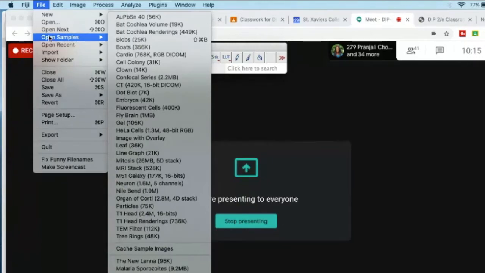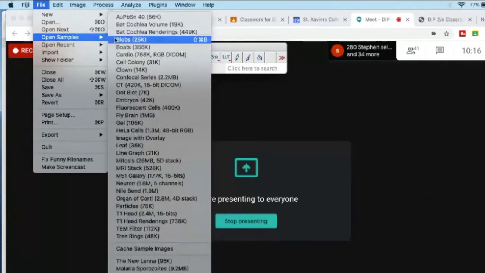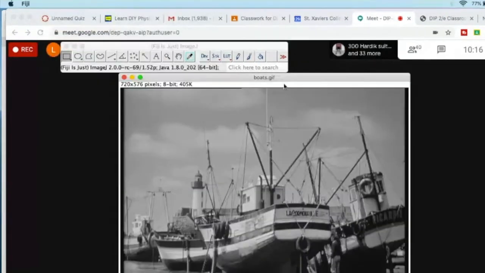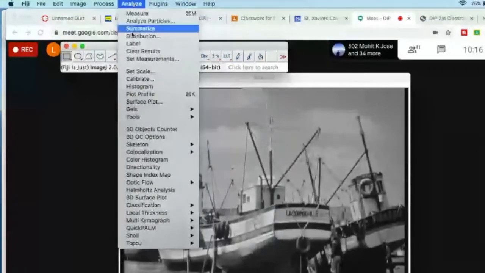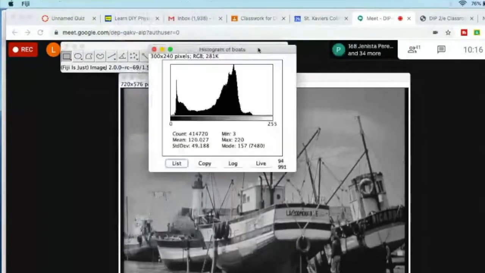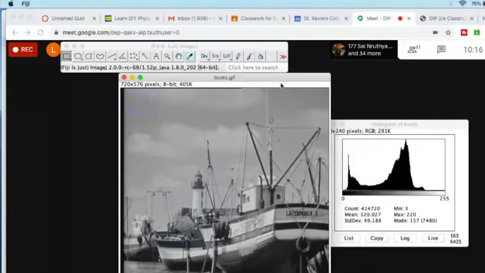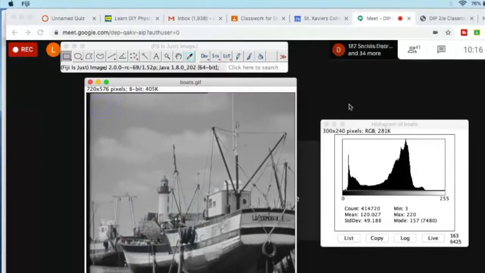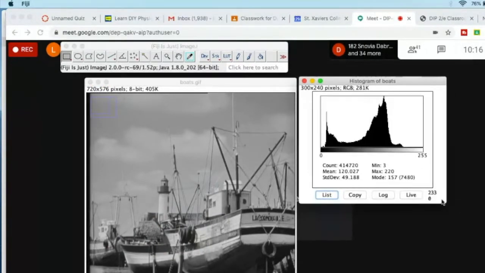I will take one sample image from here only. In order to get its histogram in Fiji, you need to click on Analyze and click on Histogram. You will get a histogram image. Now, what is a histogram? Histogram is a graph which tells us about the frequency of occurrence of any intensity level in an image.